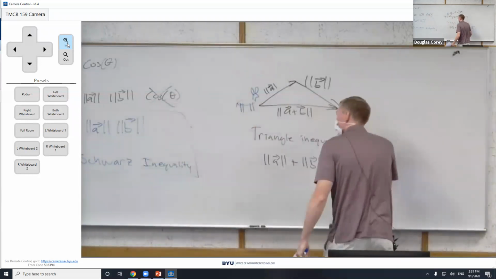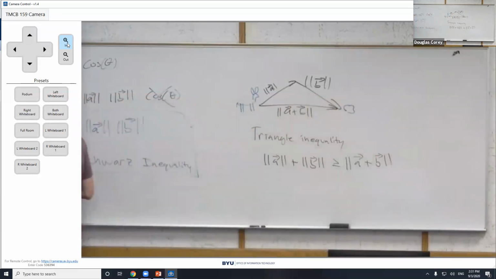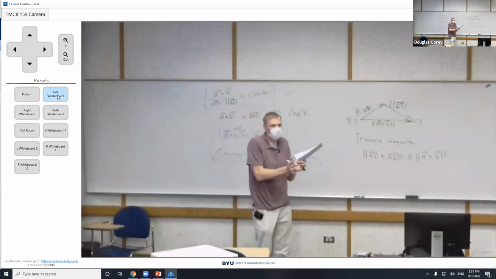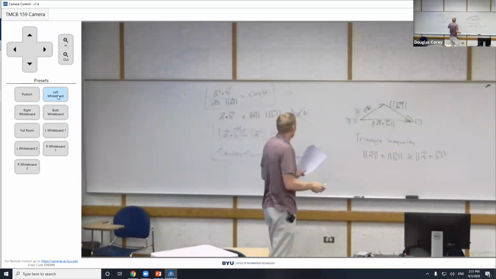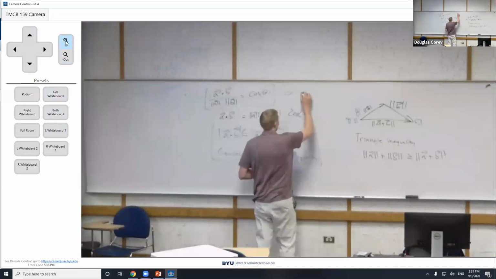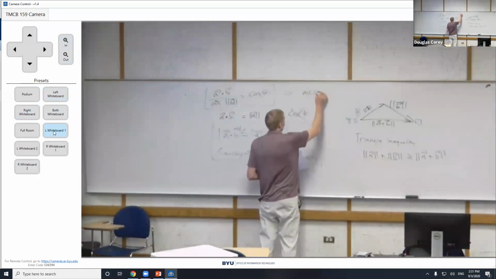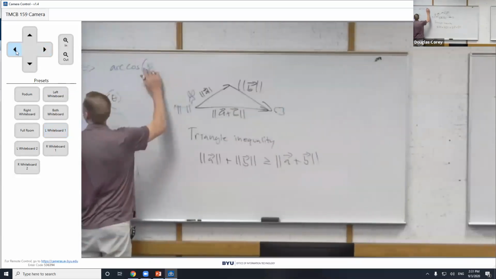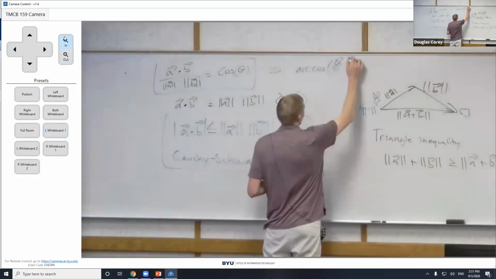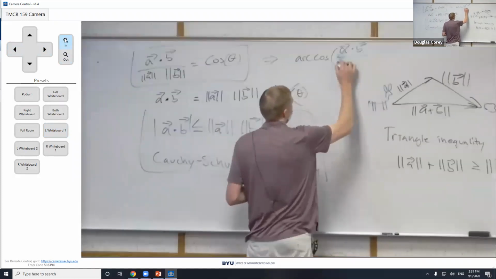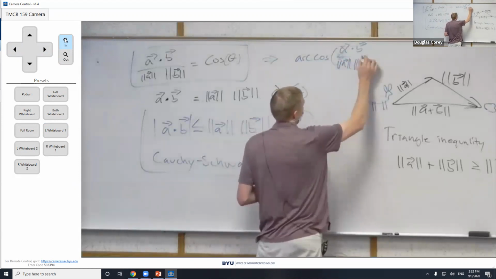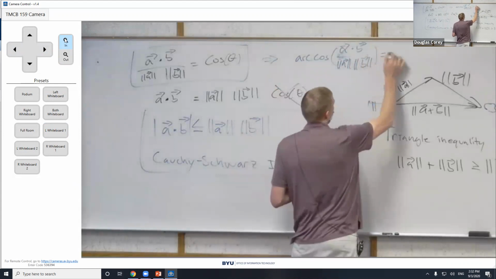So we can also use this, or go one step further to get an equation that'll tell us the angle between two vectors, not just the cosine, but the angle. So if you take the inverse cosine of both sides, sometimes called arc cosine, arc cosine of A dot B over the lengths of A and B, that equals theta.